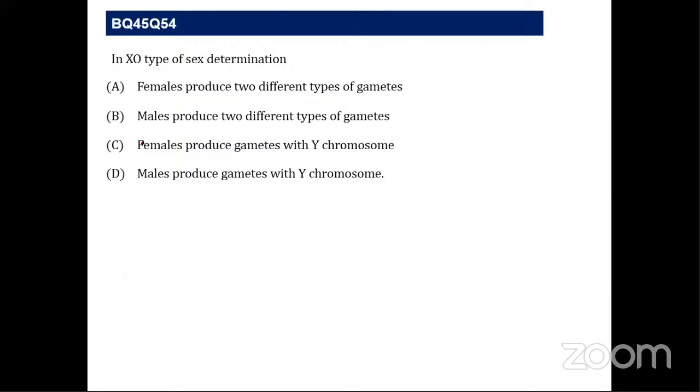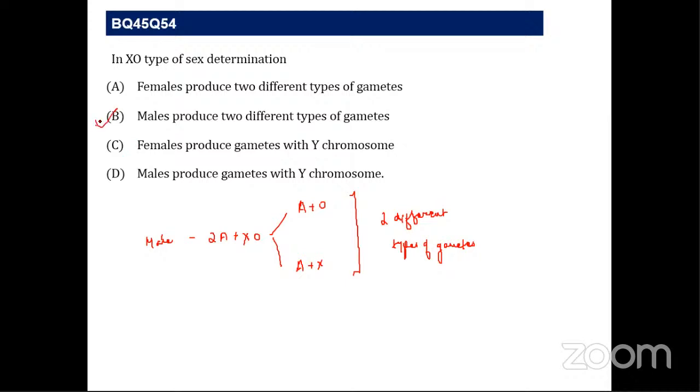We've already seen in case of XO type of sex determination, the genotype of male is 2A plus XO. So the gametes that we are going to find are going to be A plus O, that is absence of X chromosome, or A plus X, the presence of X chromosome, right? So here what are we finding? We can clearly see that the males are producing two different types of gametes. All right, so B will be the answer.